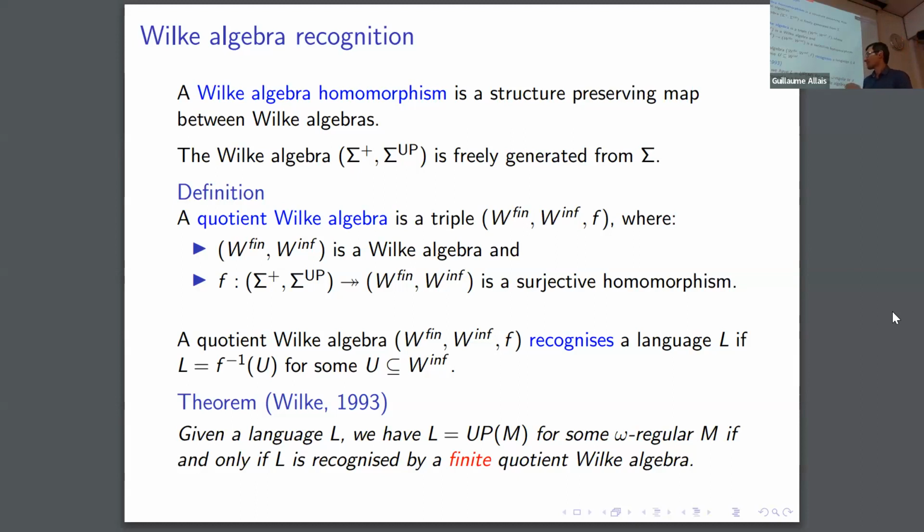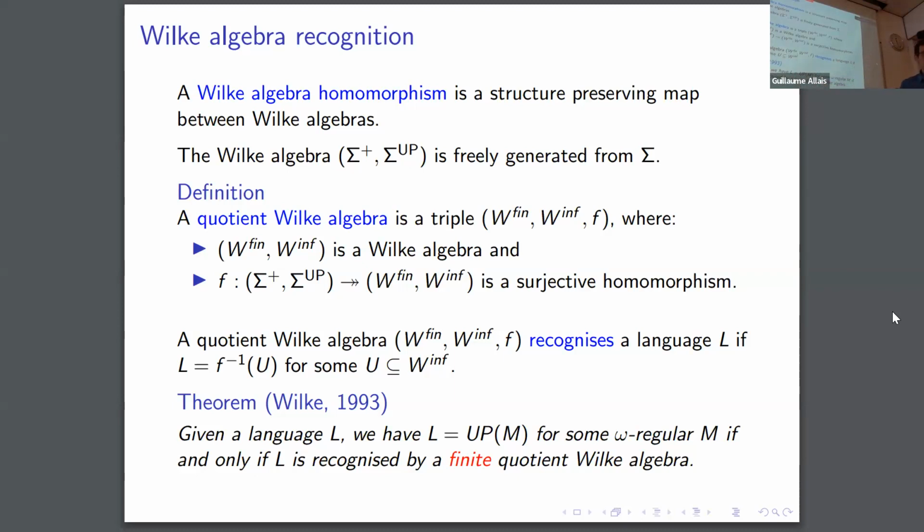And now, the point of all of this is this theorem by Wilke, which is that if we're given some language L, we have that L is the ultimately periodic fragment of some omega regular language precisely when L is recognized by a finite quotient Wilke algebra. This is very similar to a statement we have for semigroups and regular languages, just with this slightly annoying ultimately periodic part, but apart from that.